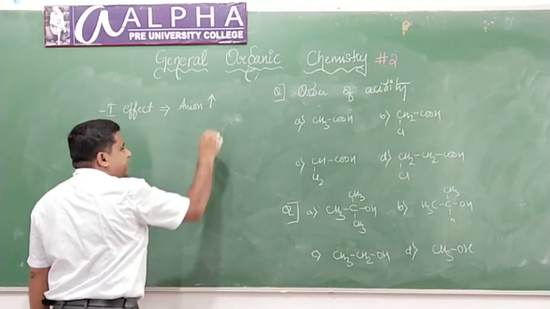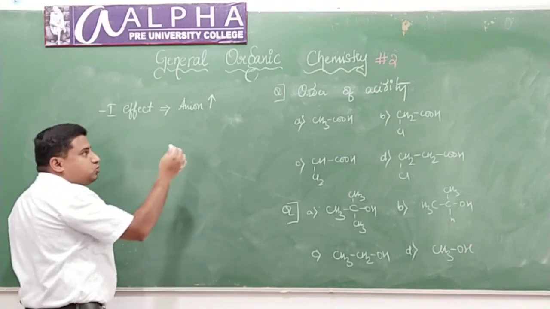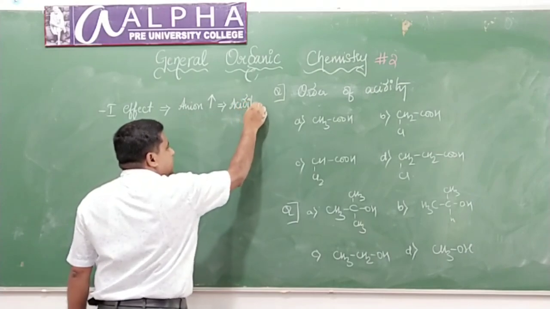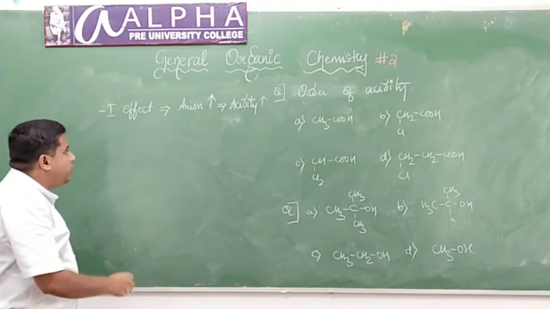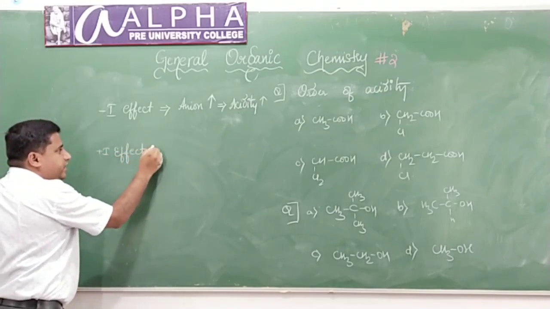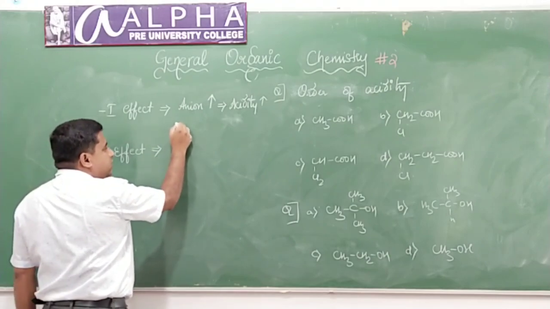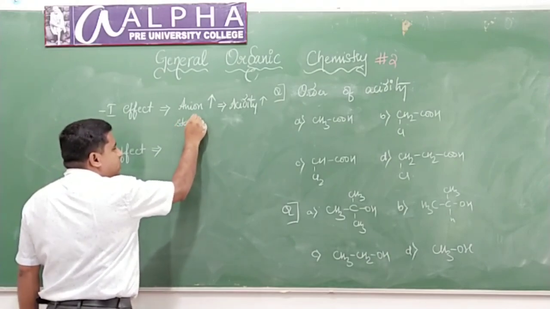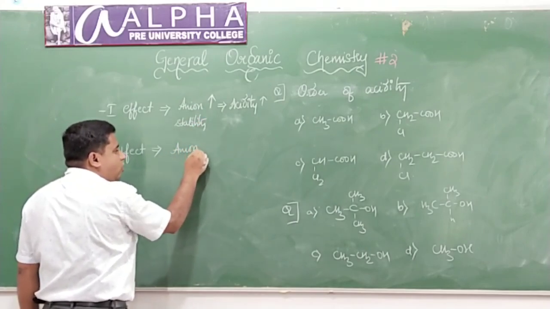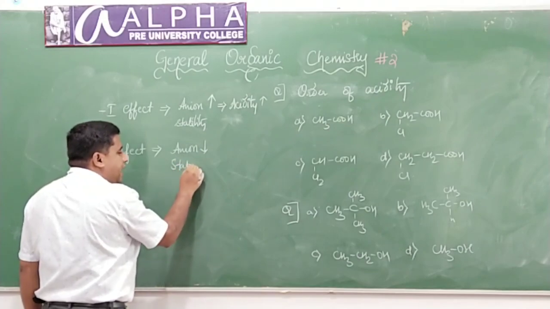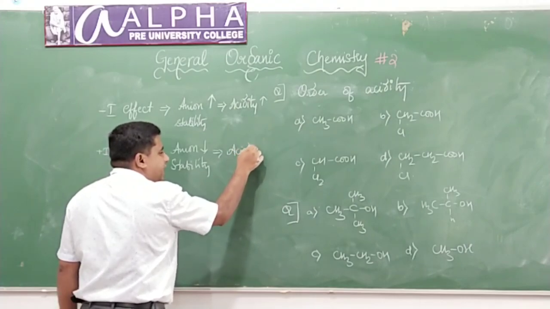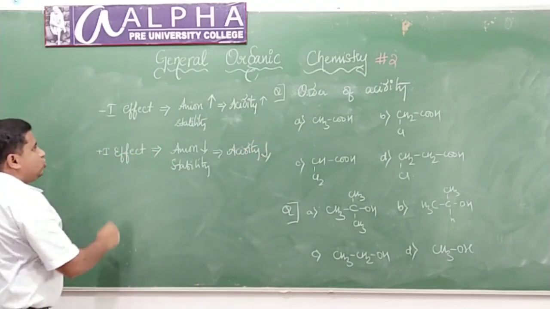Will increase the stability of the anion. If the anion becomes more stable, then the acidic nature will increase, isn't it? Whereas the positive inductive effect will decrease the stability of the anion. If the anion of the acid is less stable, then it is going to be a weak acid. Acidity decreases. So note these two points.